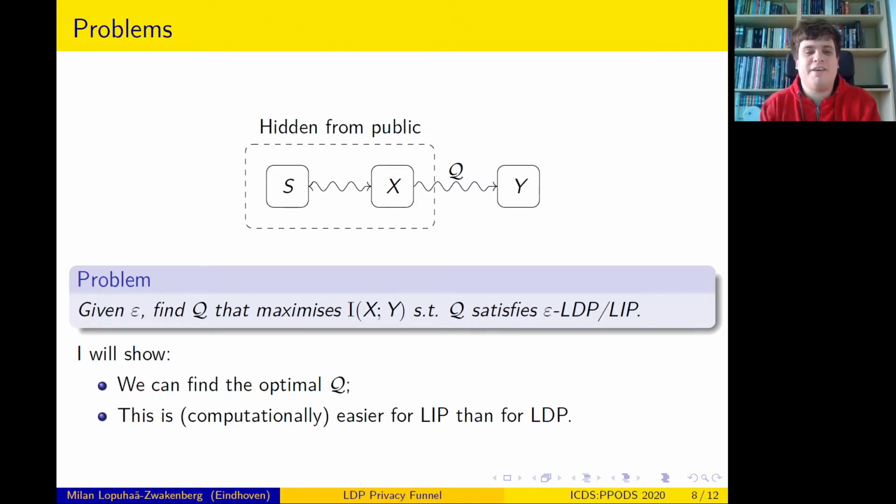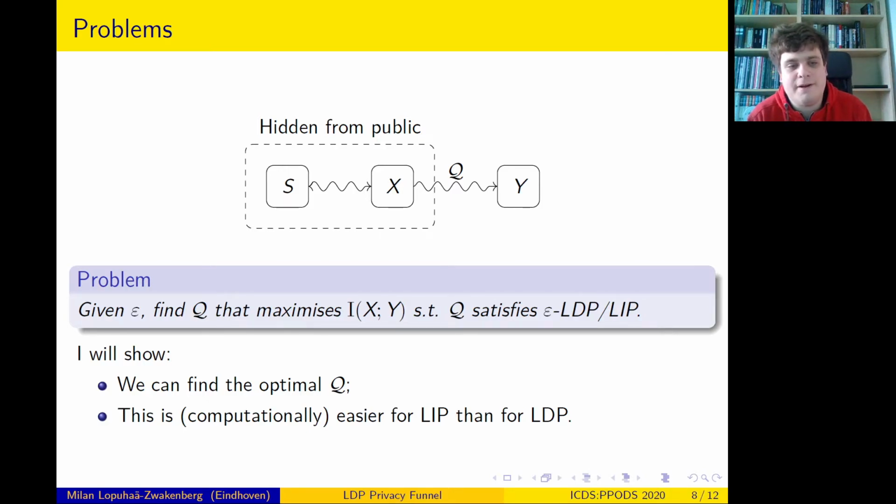So given that we have these privacy metrics, we can formulate the following problem. Given epsilon, we want to find a Q that maximizes the mutual information between X and Y while still satisfying either epsilon LDP or epsilon LIP, depending on what we want precisely.